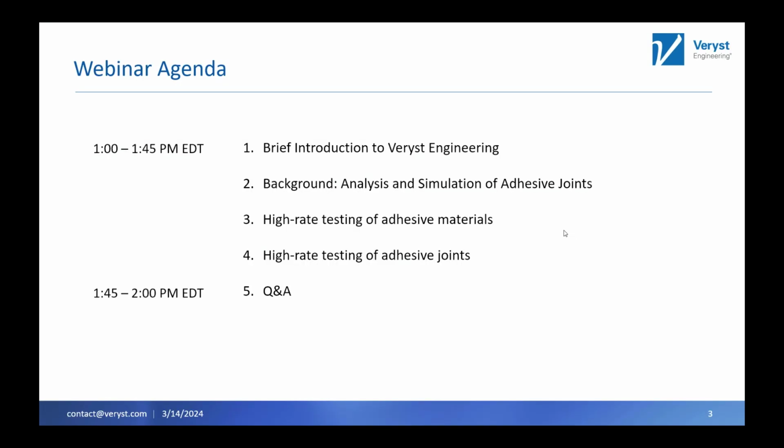So here's the agenda for our webinar today. We're going to start with a brief introduction to Verist Engineering, and then we'll go through the background in terms of what you need to know to understand the rest of the webinar. And we're going to talk about high rate testing of adhesives in two different ways. One of just bulk adhesive materials, and the other way about adhesive joints together. And lastly, if we get any questions during the presentation, we'll circle back on that. So I think we're going to shoot for about 45 minutes for the presentation today, and then we will do the Q&A at the end.